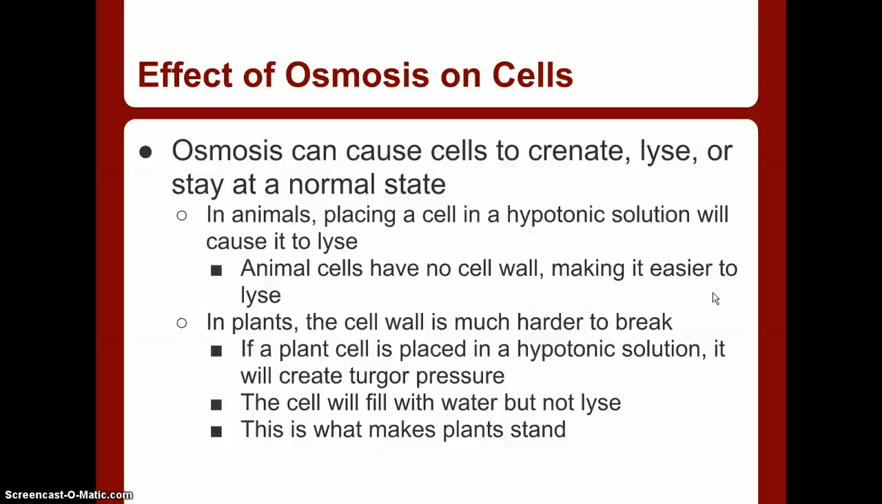So if a plant cell is placed in a hypotonic solution, it will create what's called turgor pressure. The cell will fill with water, but it won't lyse, and that's what makes plants stand up.